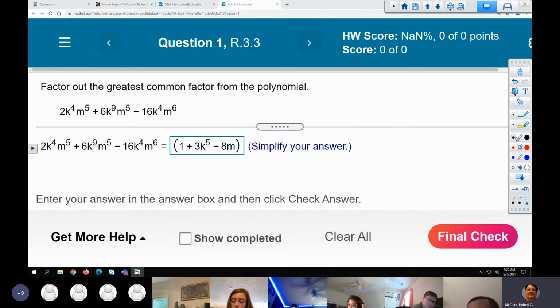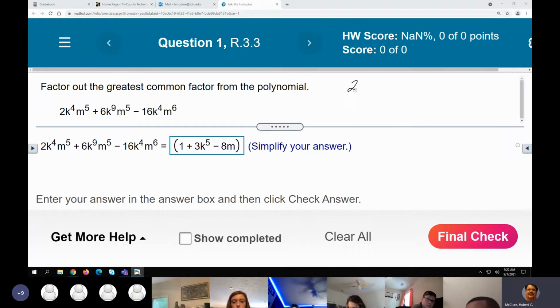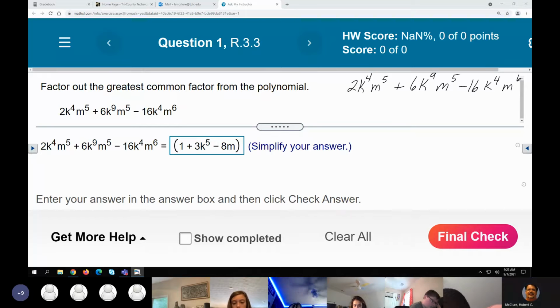2k to the 4th, m to the 5th, plus 6k to the 9th, m to the 5th, minus 16k to the 4th, m to the 6th. I think we did one like this, but I don't mind doing another one.